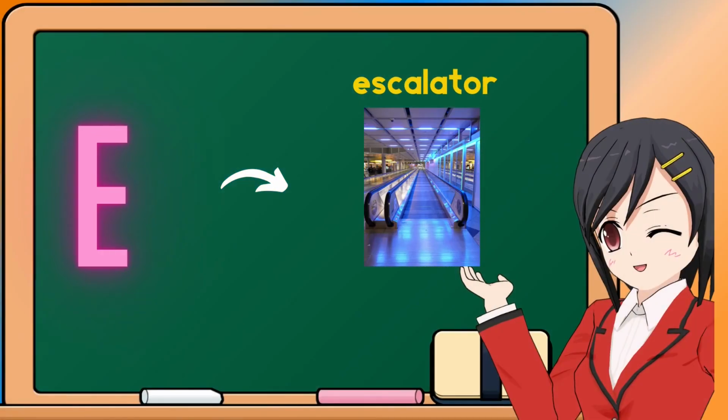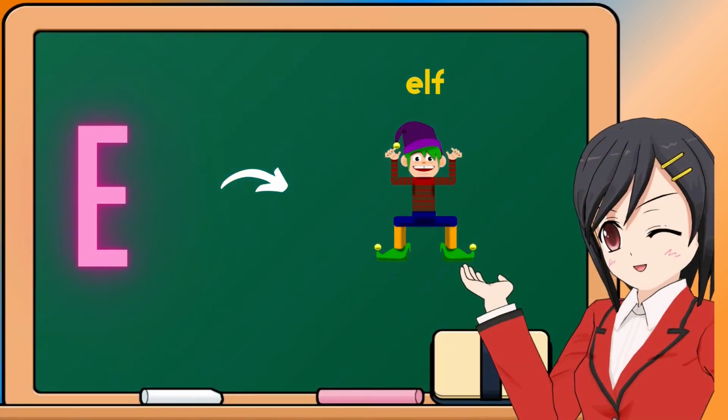E is for escalator. Again, E is for escalator. E, escalator. E is for elf. Again, E is for elf. E, elf. Again, repeat after me. Elf.